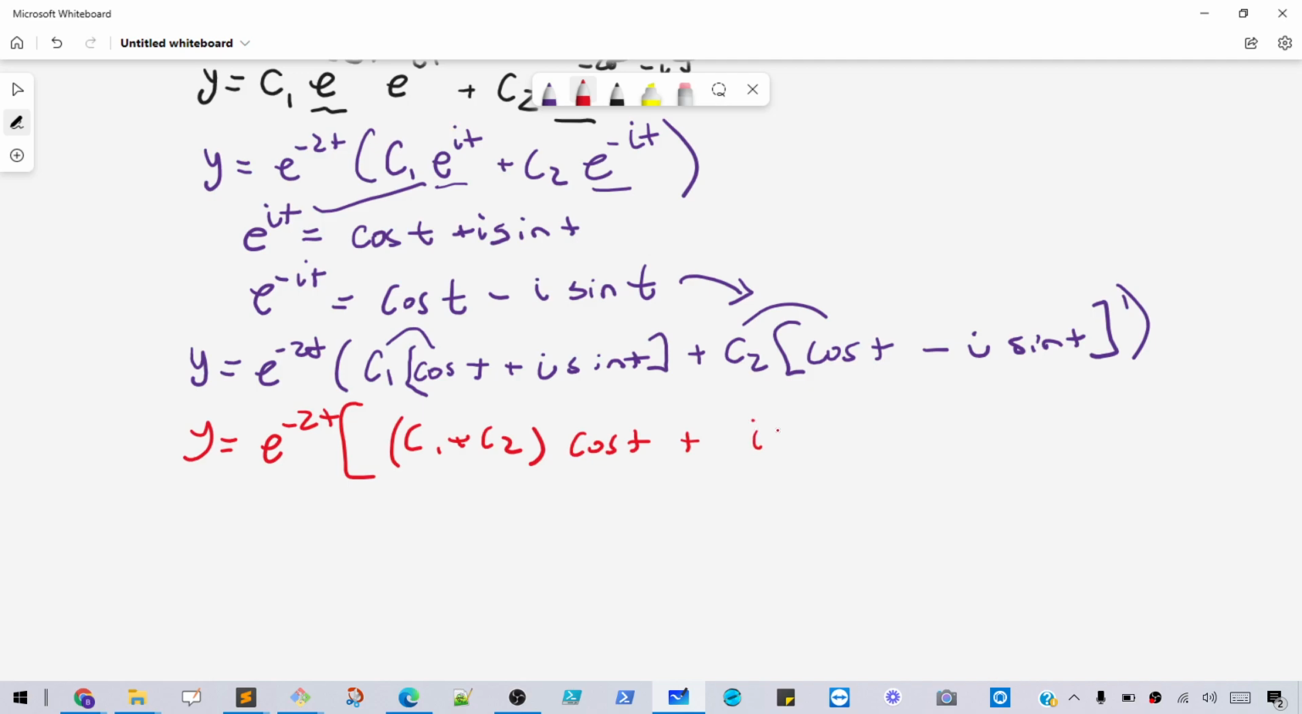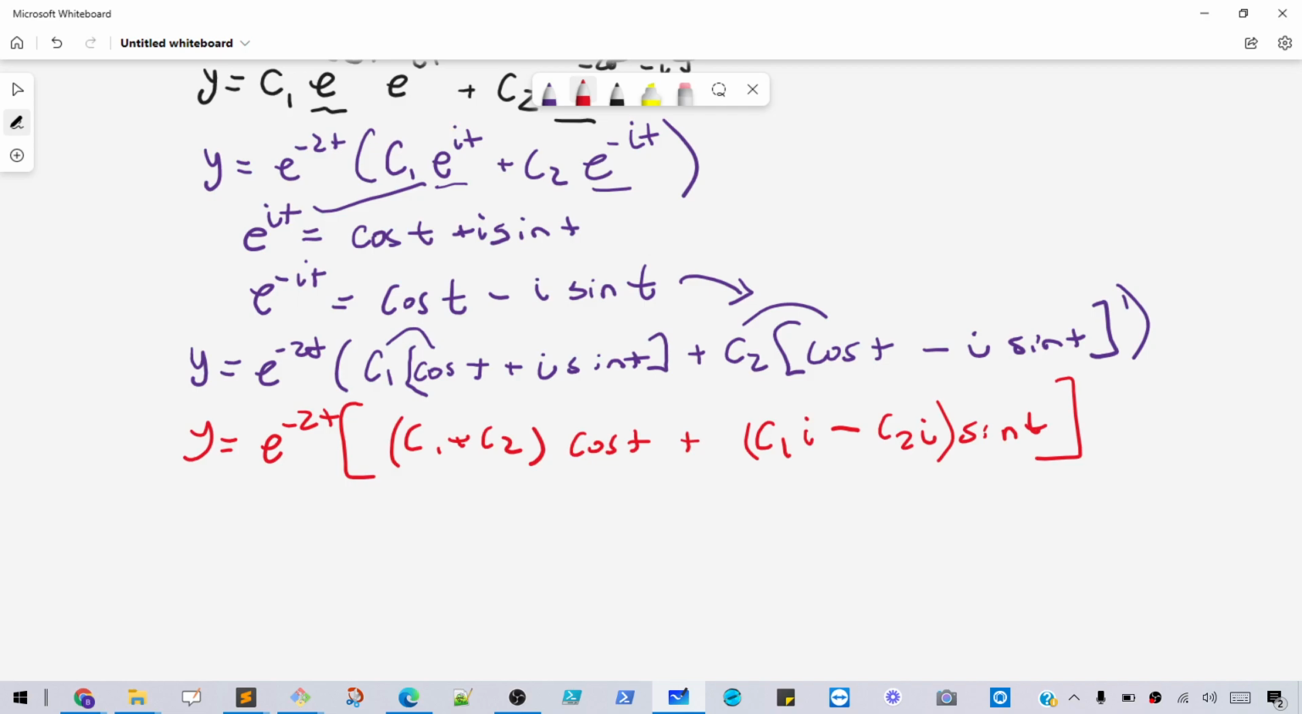I think it's going to be C1i minus C2i sine t. I'll do it that way. We'll have C1i minus C2i sine t. Not a good t, but okay. Can't do better. Okay, we have that.